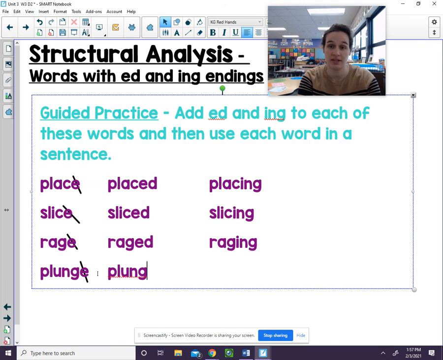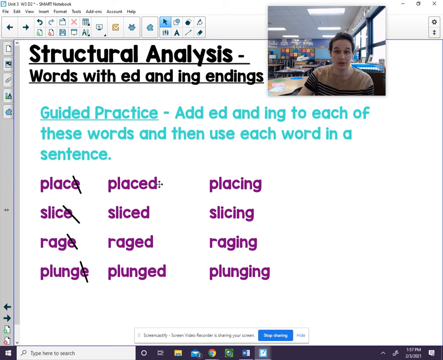P-L-U-N-G. So I'm just writing the letters that were already there. We dropped the E, so we could add E-D. Plunged. And how would I write plunging? It would be P-L-U-N-G-I-N-G. Very good. So remember, ed at the end of a word is when it is past tense. ing at the end of a word is present tense.